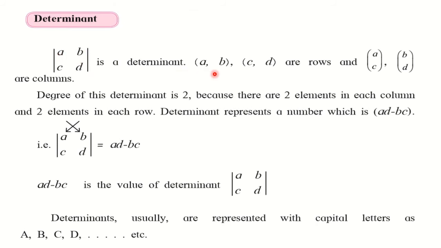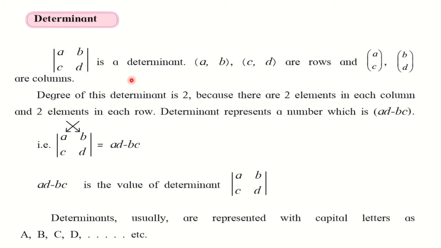This first one is A, B and C, D. These are called rows. See, first row, second row. Opposite to that, AC and BD are called columns. You know that vertical ones are called columns and horizontal ones are called rows. So this is 2 rows and 2 columns.